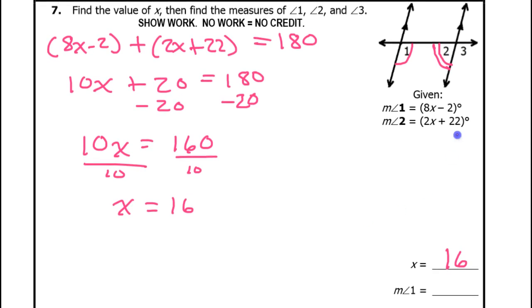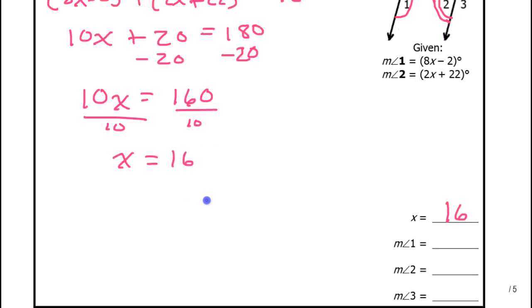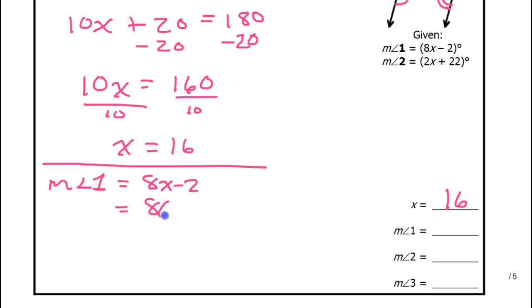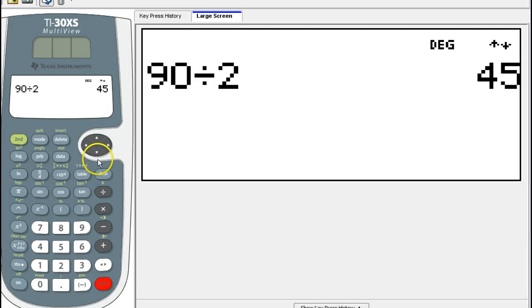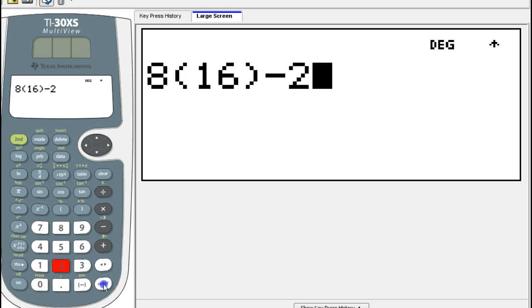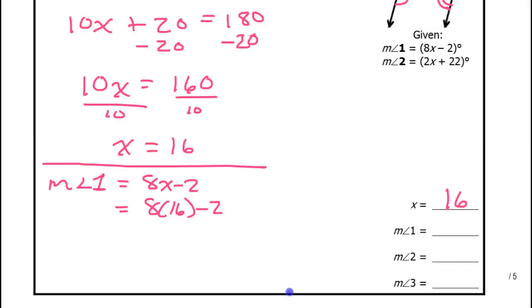If I want to find the measure of angle 1, I can use the expression that I was given for the measure of angle 1. Okay, so the measure of angle 1 is equal to 8x minus 2. So that will be 8 times 16 minus 2. So that's 126.